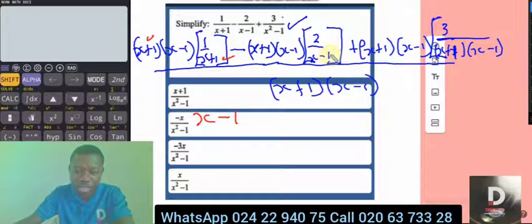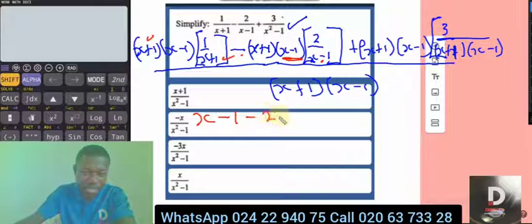Second term, x minus 1 cancels x minus 1, leaving x plus 1 here. But watch, behind the bracket is subtraction. So that subtraction affects what is inside. So this one becomes what? Minus x, and this one becomes minus 1. Then you multiply by the 2. So you get minus 2x minus 2, because the 2 is multiplying them after cancellation.